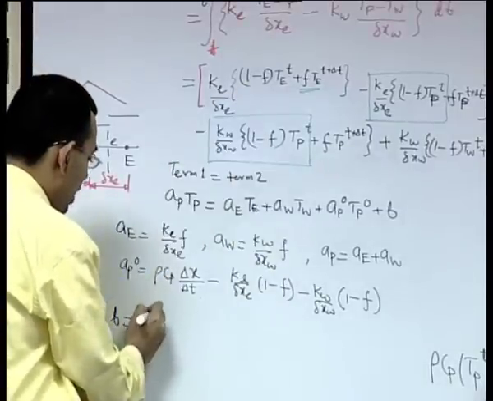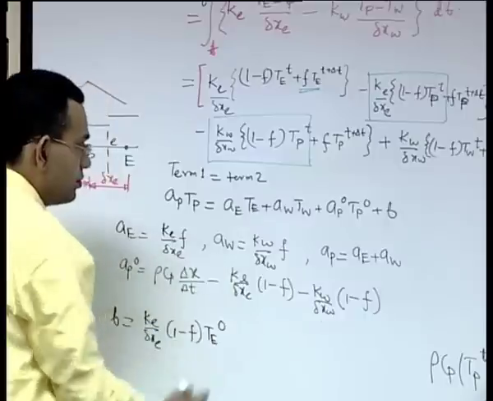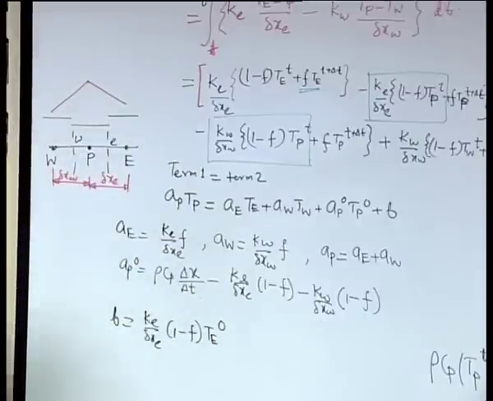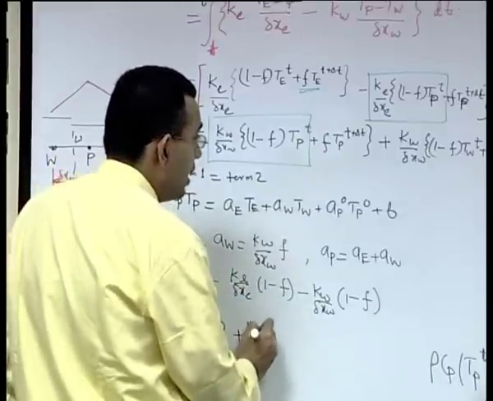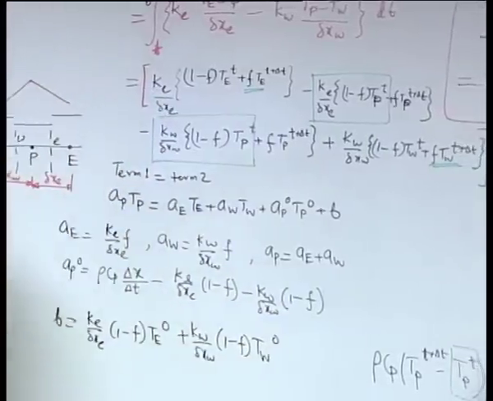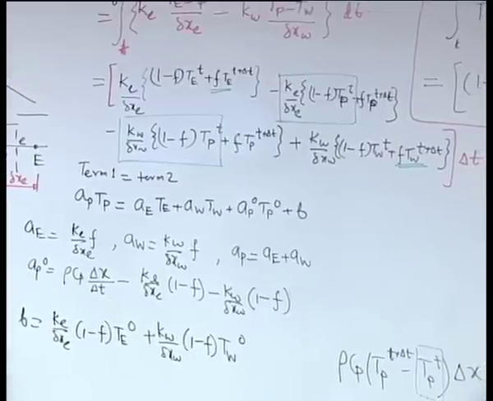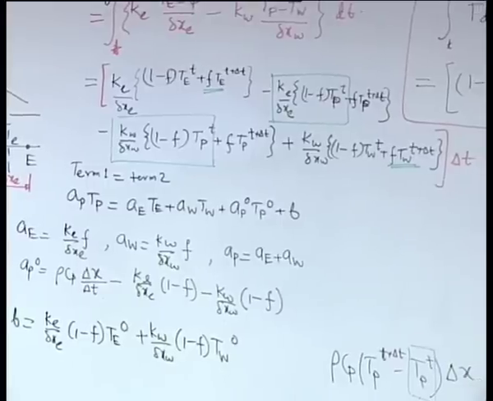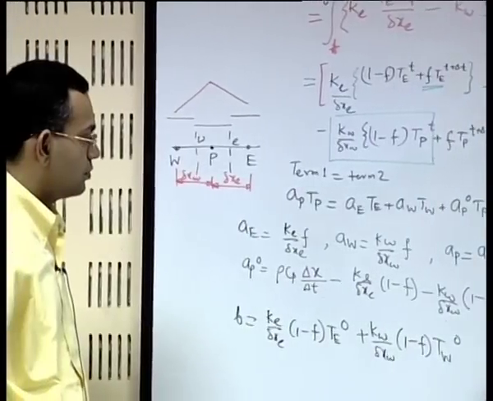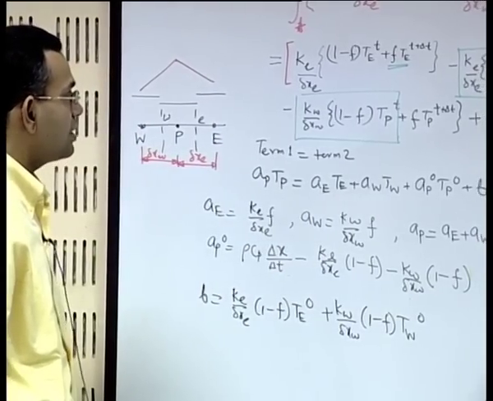The remaining terms: Ke by delta Xe into 1 minus f Te 0, plus Kw by delta Xw into 1 minus f Tw 0. Then AP as AE plus AW.